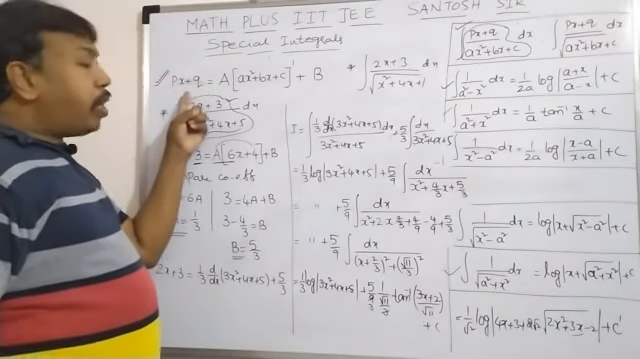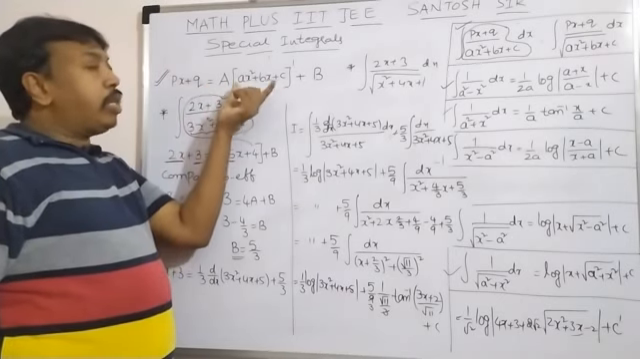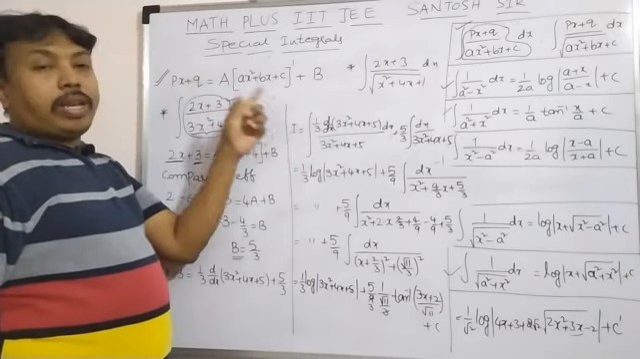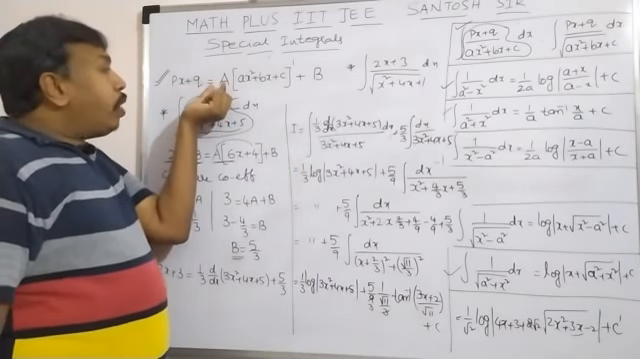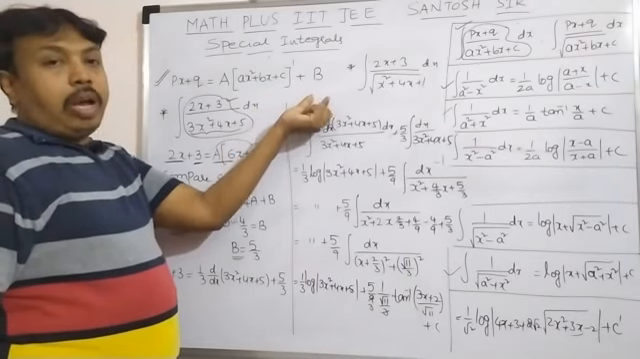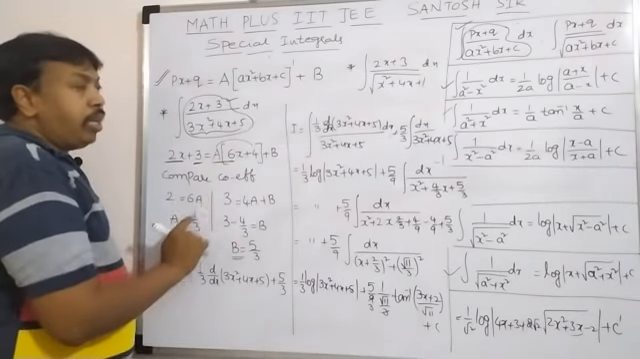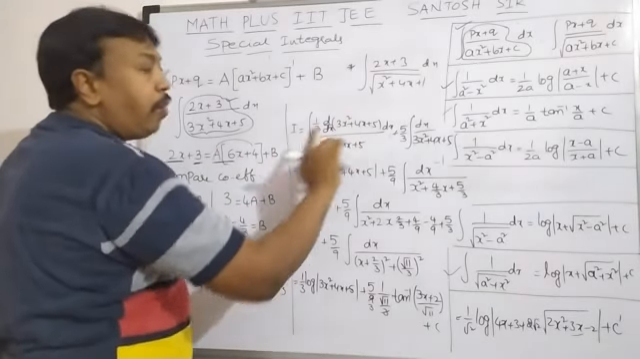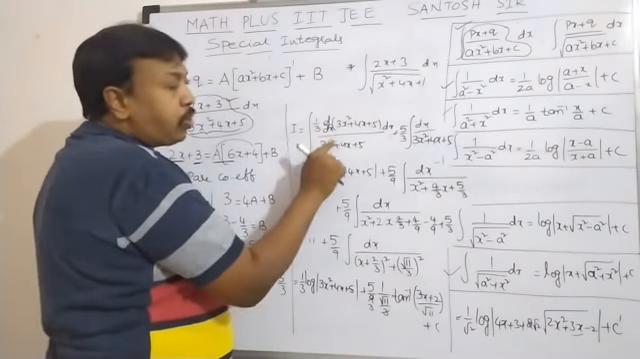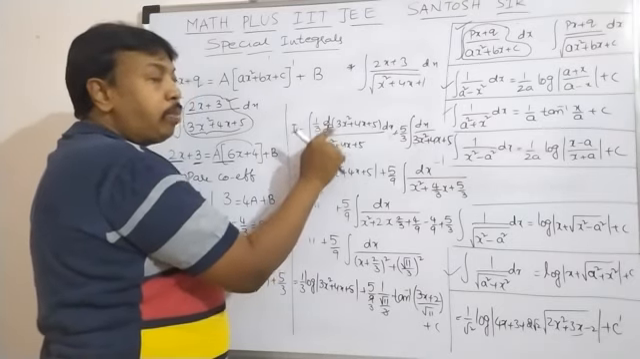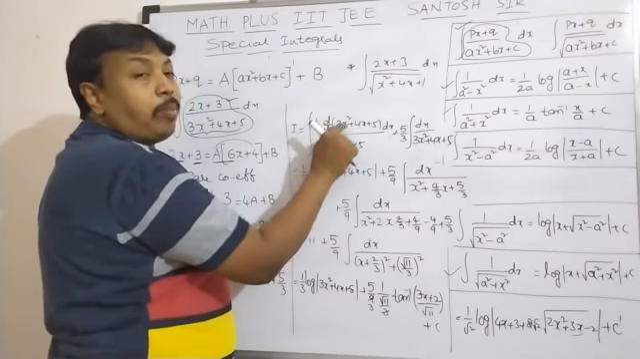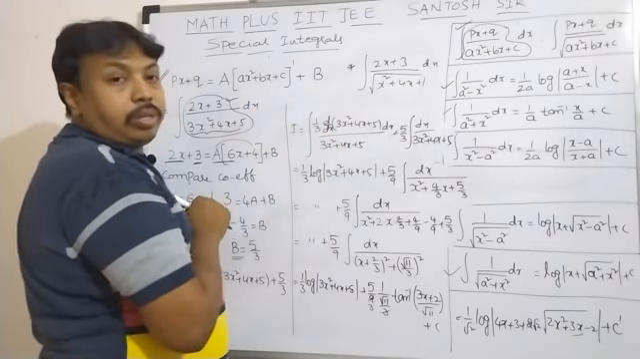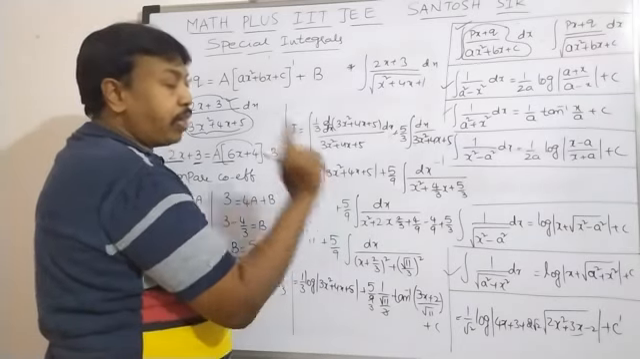Px plus q, that is the numerator, is equal to capital A into the denominator's derivative plus B. By comparing coefficients on both sides, you will get the values of A and B. After getting the values of A and B, replace the numerator with this expression. After replacing, the first term has the denominator's derivative in the numerator, so f dash of x upon f of x, whose integration is log of f of x.